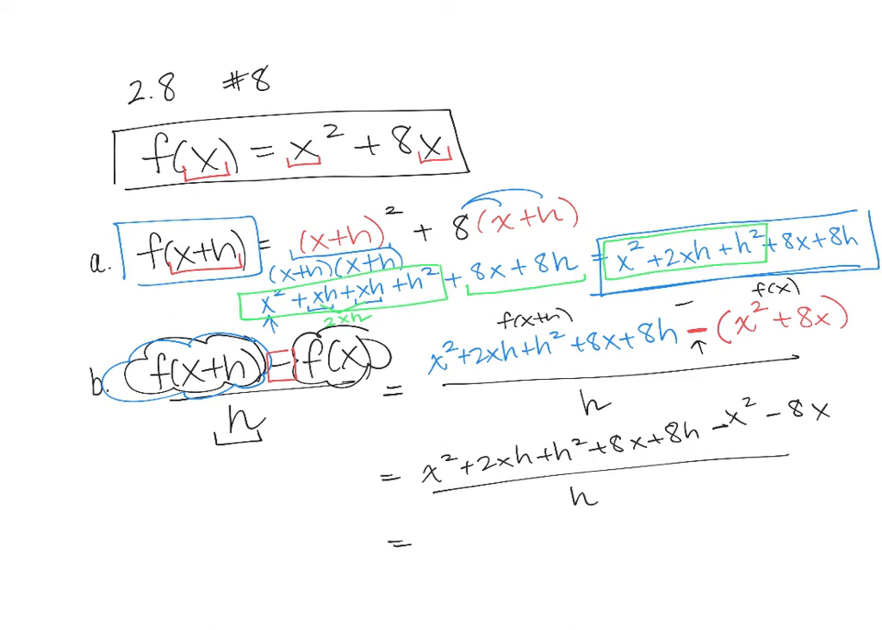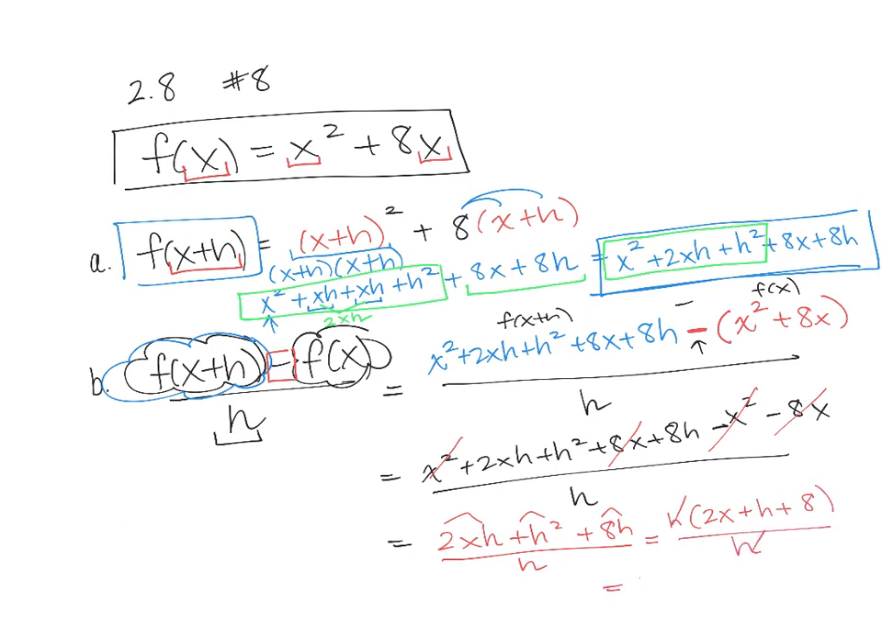And so what ends up happening is a lot of stuff will end up canceling here. The x squared and the x squared will cancel out. 8x and 8x will cancel out. And so all I have is 2xh plus h squared plus 8h all over h. And we can reduce this a little bit because all of our terms on the top have an h in them. I can factor that out. I'll have 2x plus h plus 8 all over h. And so then these will cancel. So our final answer will be 2x plus h plus 8.